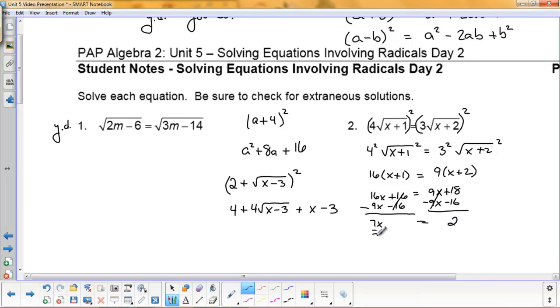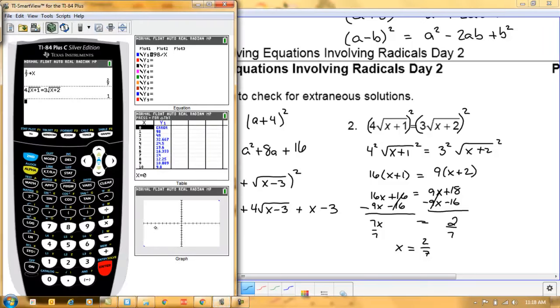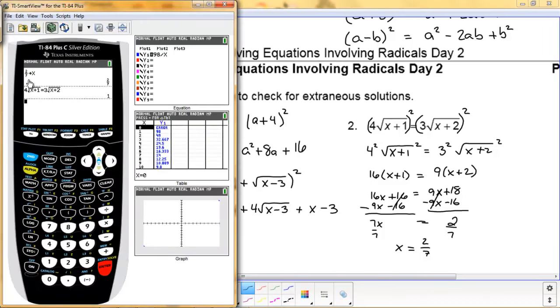I'm going to divide out the 7, and I get x equals 2/7 as my final answer. I can't solve or move on from this problem yet until we get our Boolean algebra test put together. So I went ahead and incorporated that already into my calculator to prove that it is a solution.